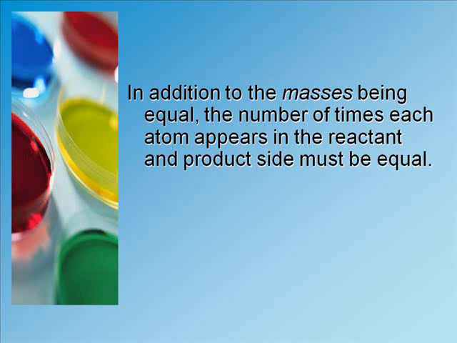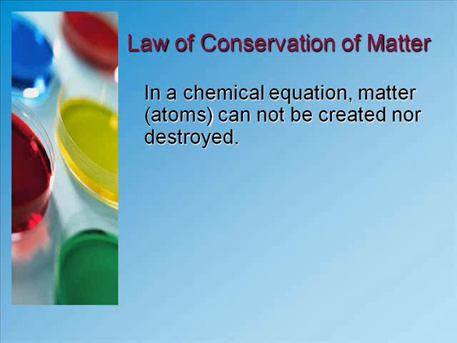In addition to the masses being equal, the number of times each atom appears on the reactant side and the product side of a chemical reaction must also be equal. In a chemical reaction, bonds break, atoms rearrange, and new bonds form. However, you are not creating or destroying any atoms. This is called the law of conservation of matter.